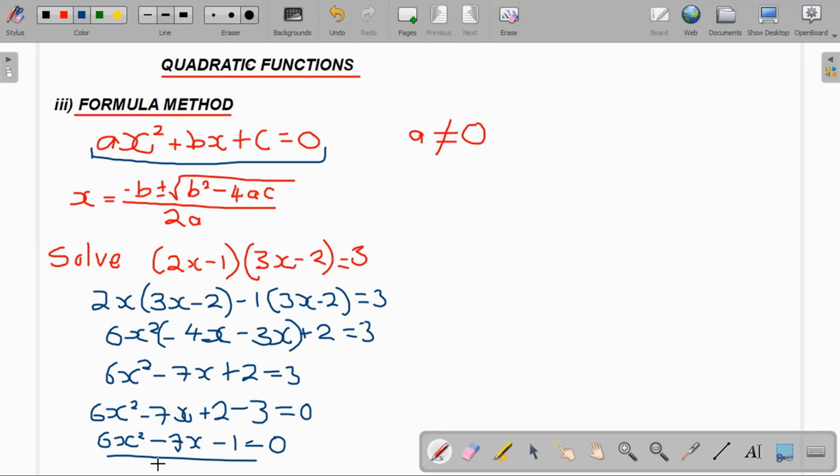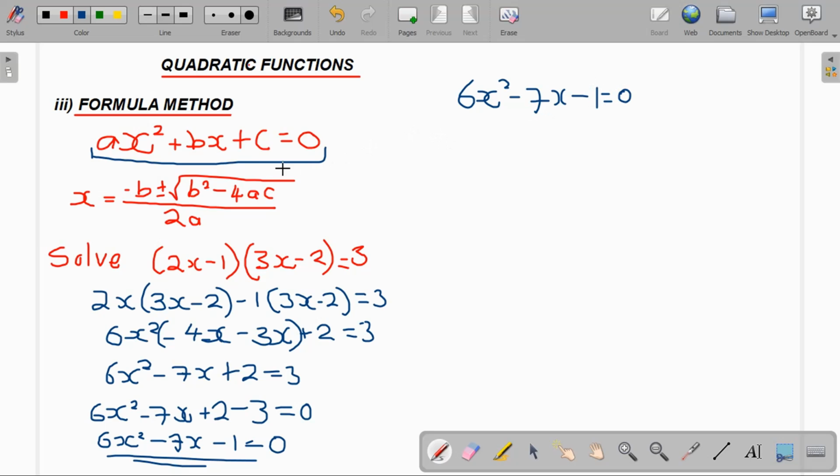So this is the quadratic function. It doesn't mean we have solved here, no. Now we have to use the formula in order for us to solve. So let me have this side, and then I'll say this is the equation that we have, which is 6x squared minus 7x minus 1 equals 0.